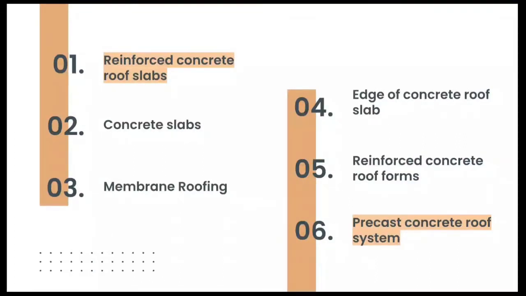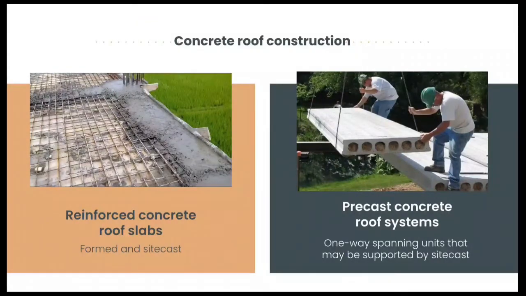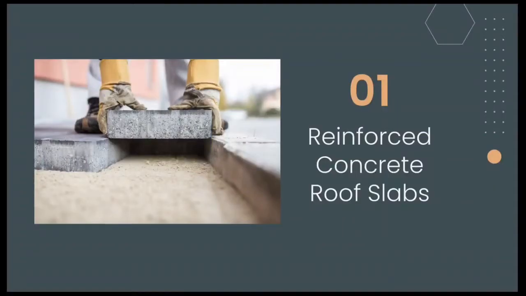First of all, we're going to explain about reinforced concrete roof slabs, concrete slabs, membrane roofing, age of concrete roof slab, reinforced concrete roof forms, and then precast concrete roof system, bearing connection, additional bearing connection, and the last one is roof flashing. Concrete roof construction is divided into two, which are reinforced concrete roof slabs and precast concrete roof systems. And my name is Zukrina, and I'm going to explain a bit about reinforced concrete roof slabs.